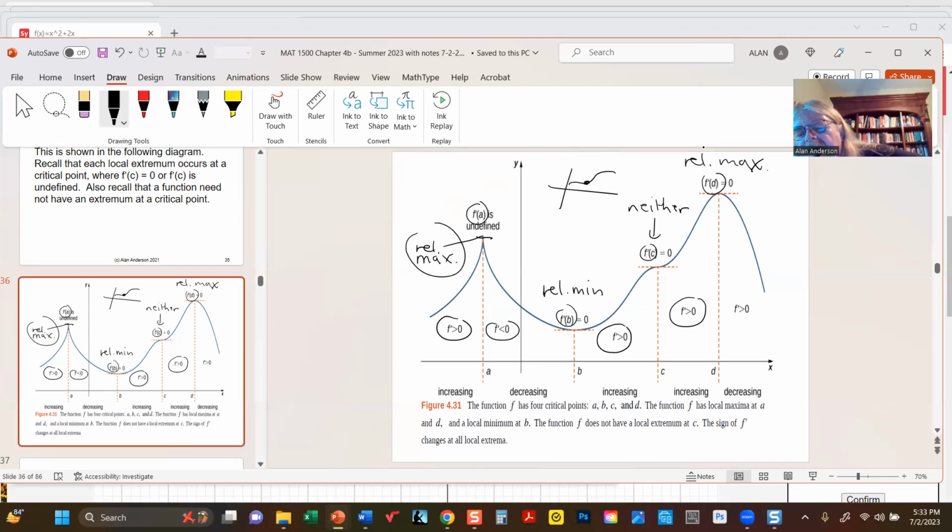In other words, in order for it to be a maximum or a minimum, the sign of the derivative has to change from either positive to negative or vice versa. If it's neither, then we do not have an extreme point. It's a critical point, but it's not an extreme point. So that's kind of a strange case, but that does happen.